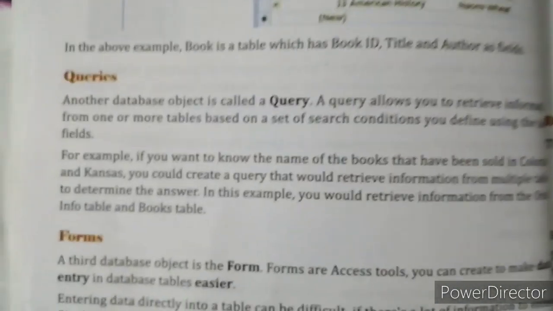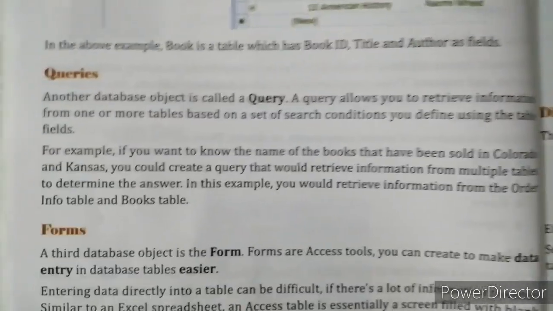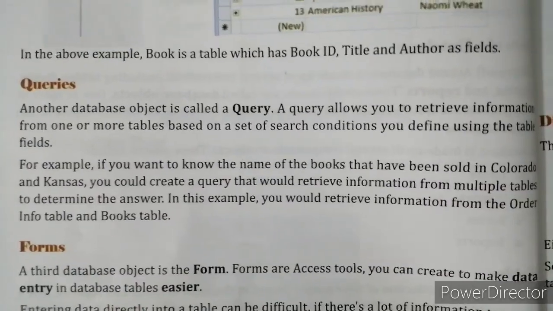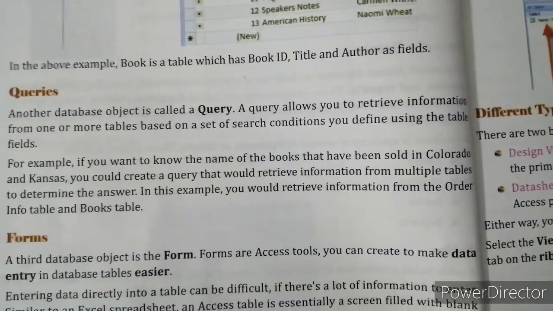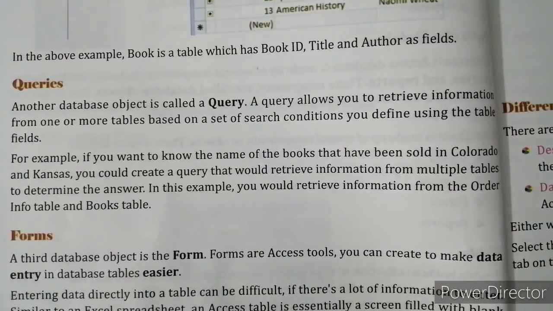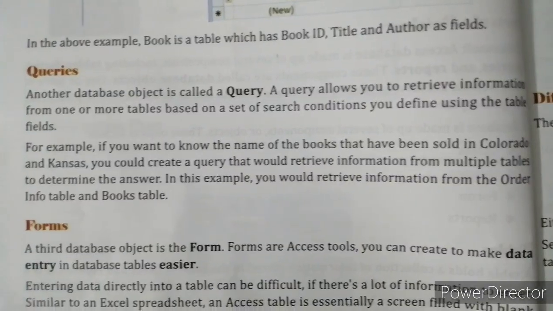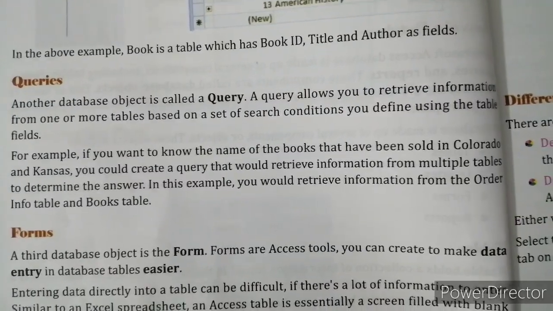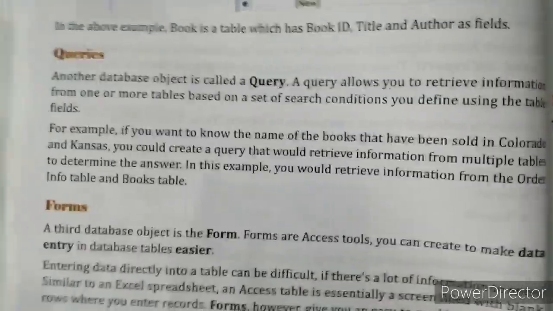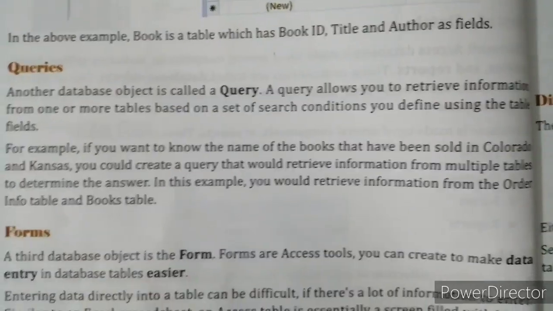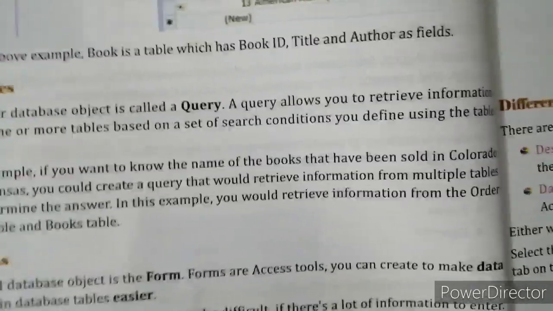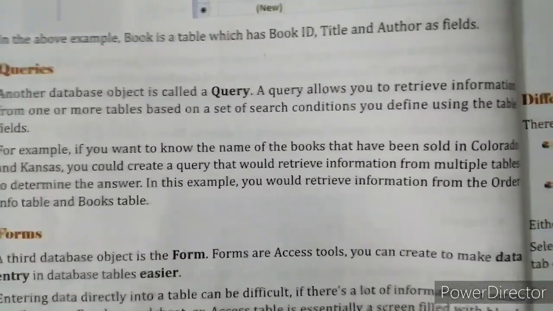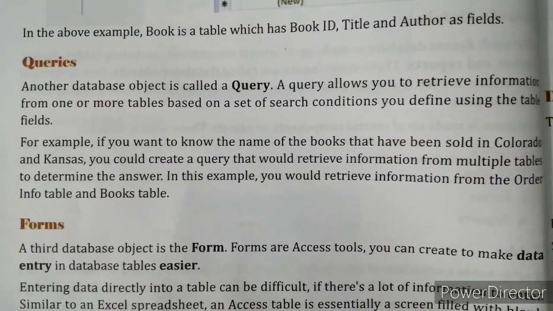Now coming to the next section, that is queries. What is a query? First of all we know that a query means a question, to ask something from anyone. So here query means to ask something from the database. Another database object is called a query. A query allows you to retrieve information from one or more tables based on a set of search conditions. So what we have to do here is give the database a condition, a question we have to ask, and according to the condition the database will give us the desired information.